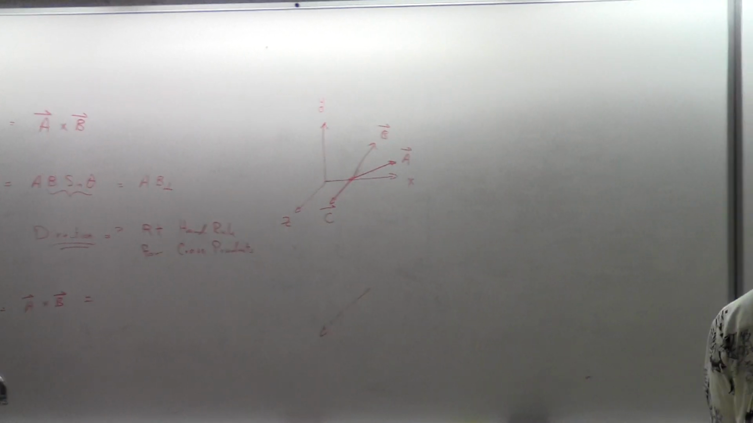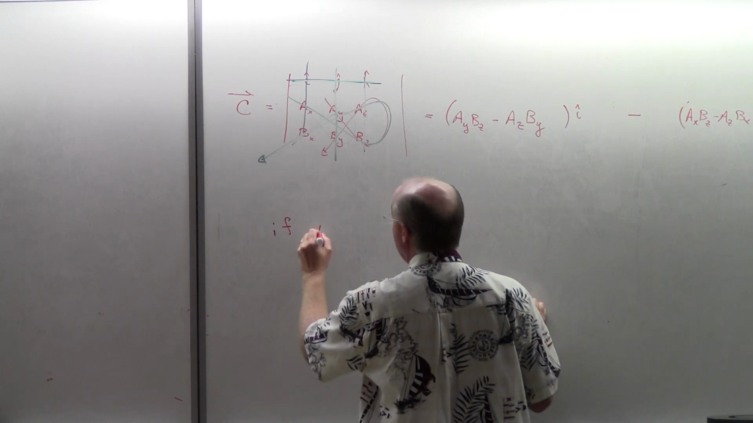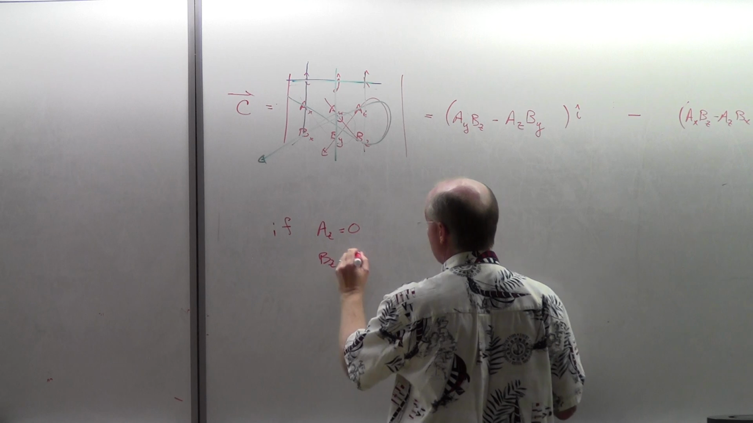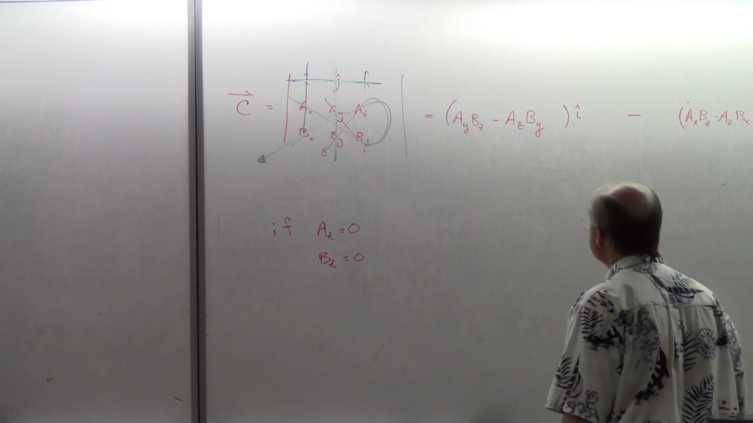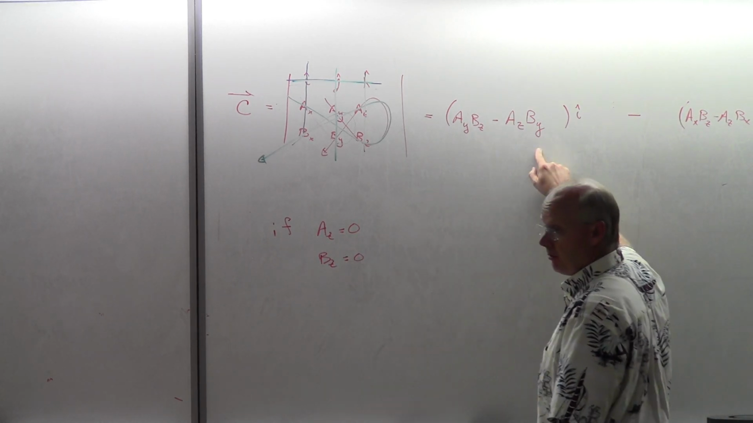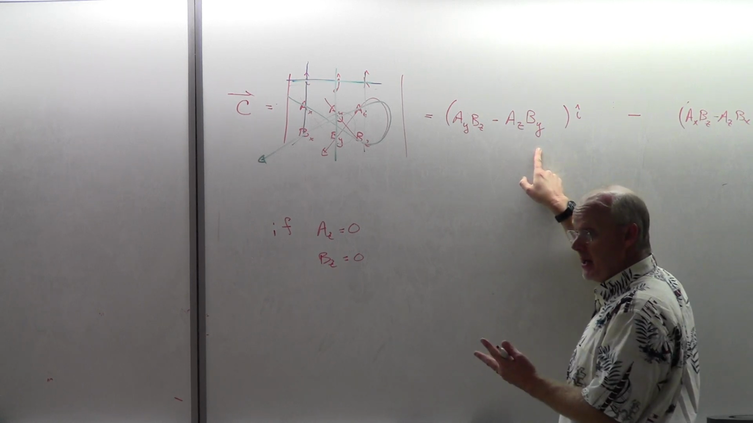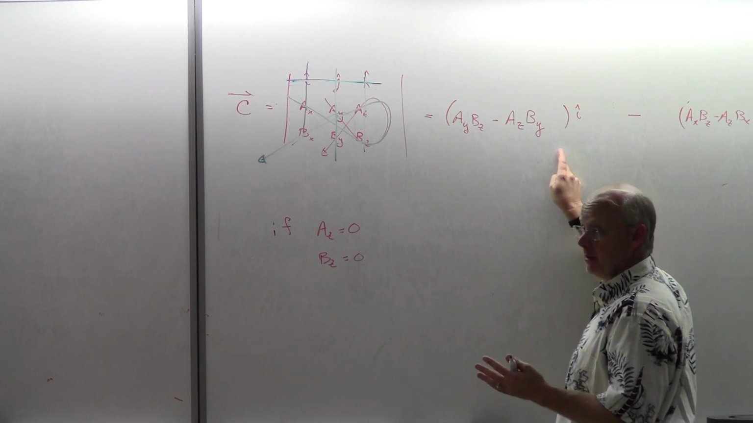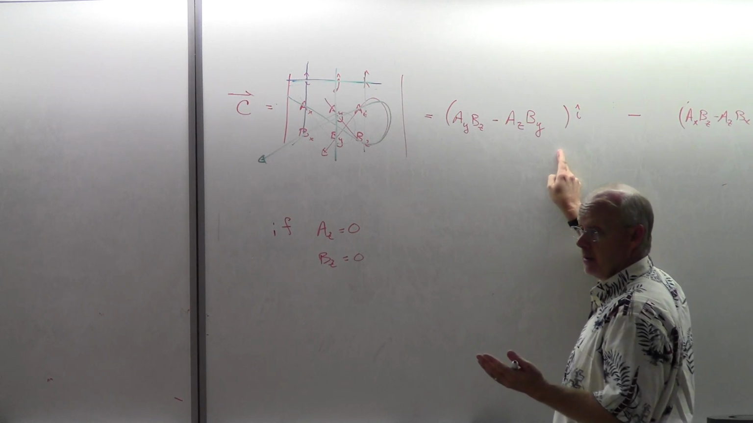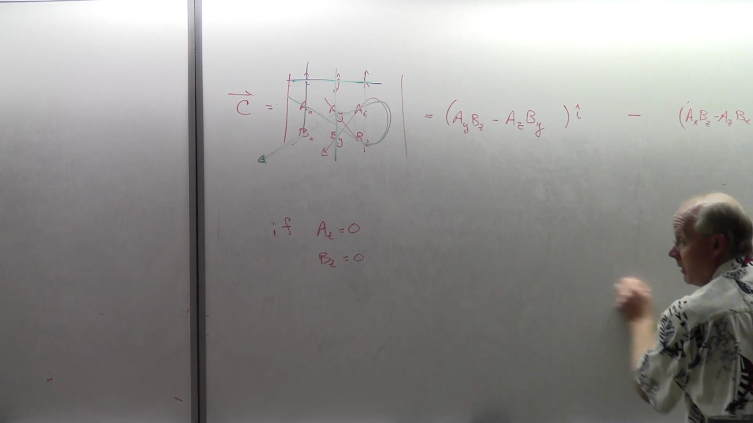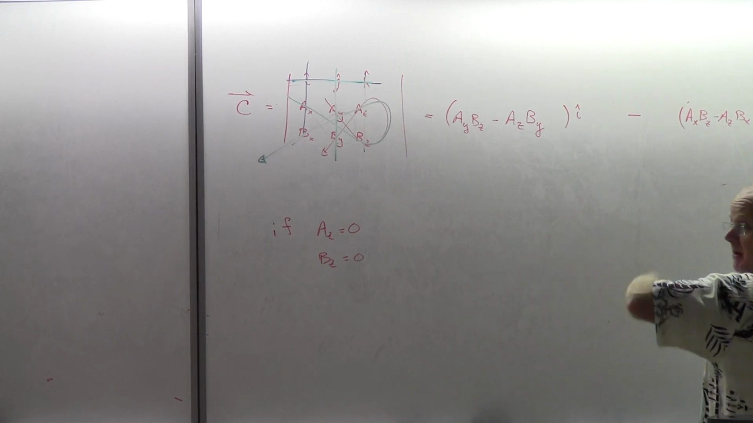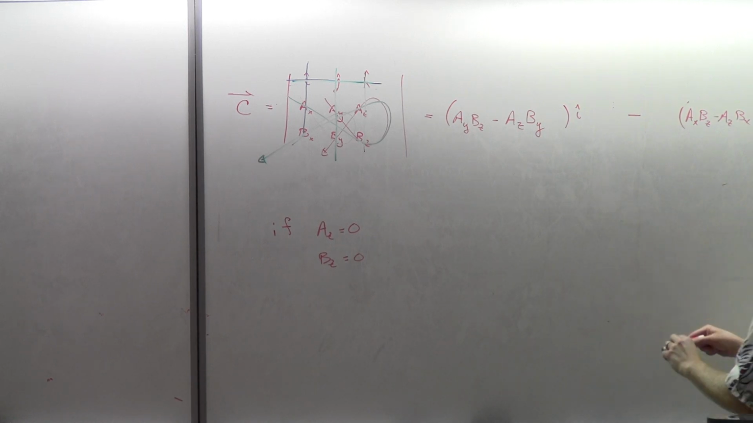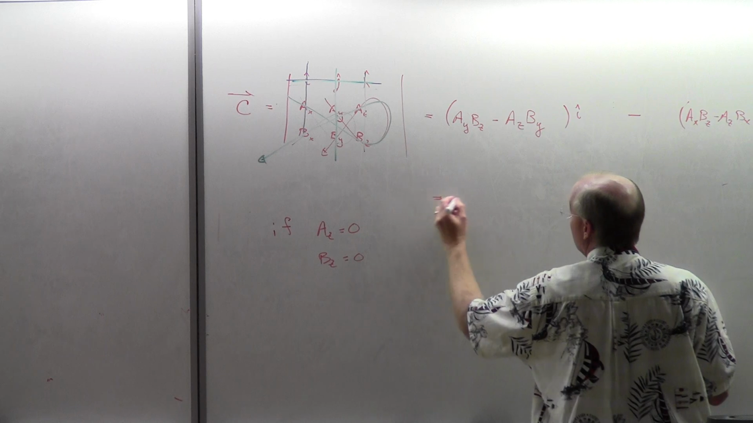And so let me look at that. If AZ is 0 and BZ is 0, what happens here? 0, 0. Goes away, right? So what you're saying here is there would be no rotation, no torque around the x-axis. Makes sense. If you apply a force anywhere in this plane, it tends to make it rotate around a z-axis. Nothing is going to make it rotate around an x-axis. So that one goes away.